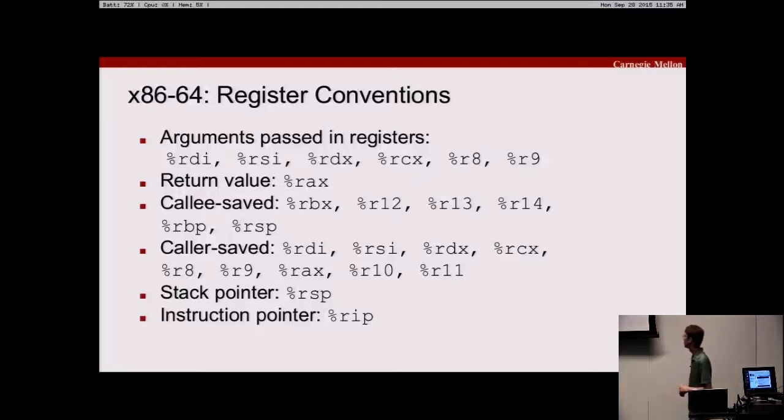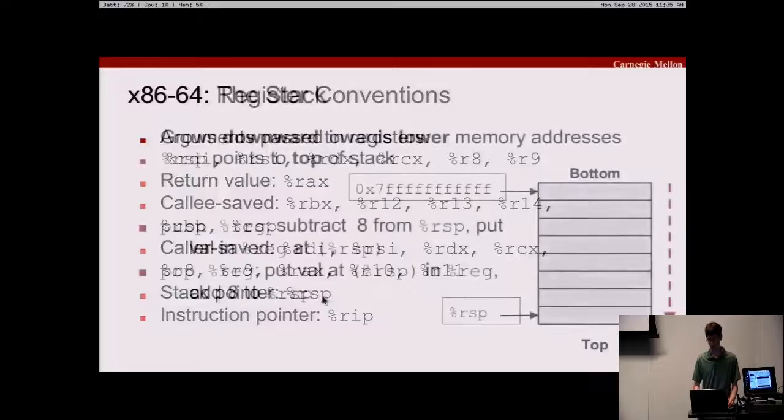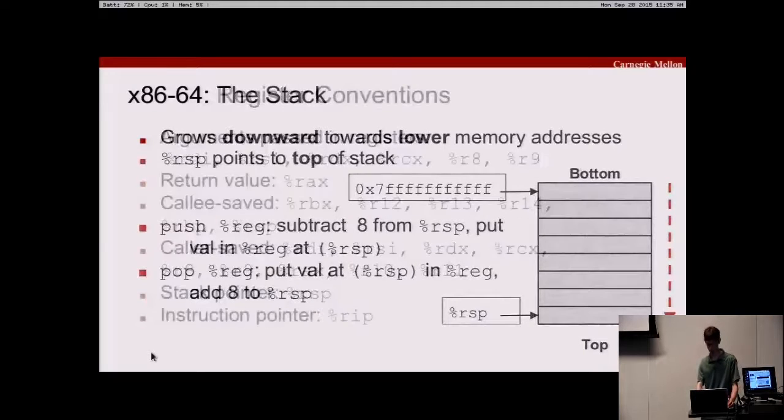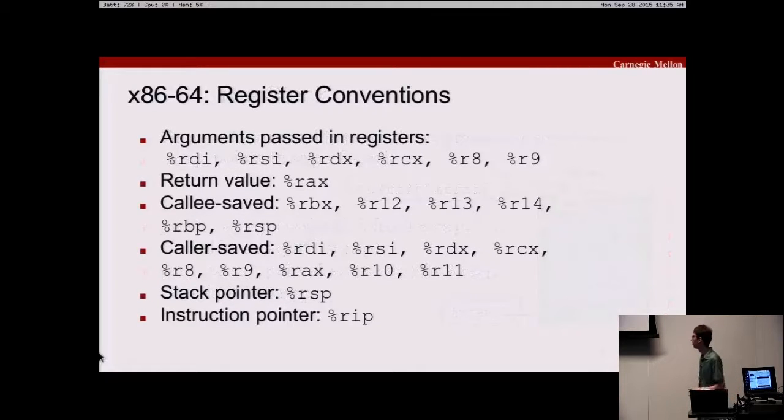So if it wants to be using these registers after it makes the function call, it is its responsibility to make sure that it saves them to the stack before it makes the call and then restores them after, so that the function that it's calling can use them for whatever it wants. And then we have RSP as our stack pointer. RSP is the stack pointer. It tells us where the top of the stack is.